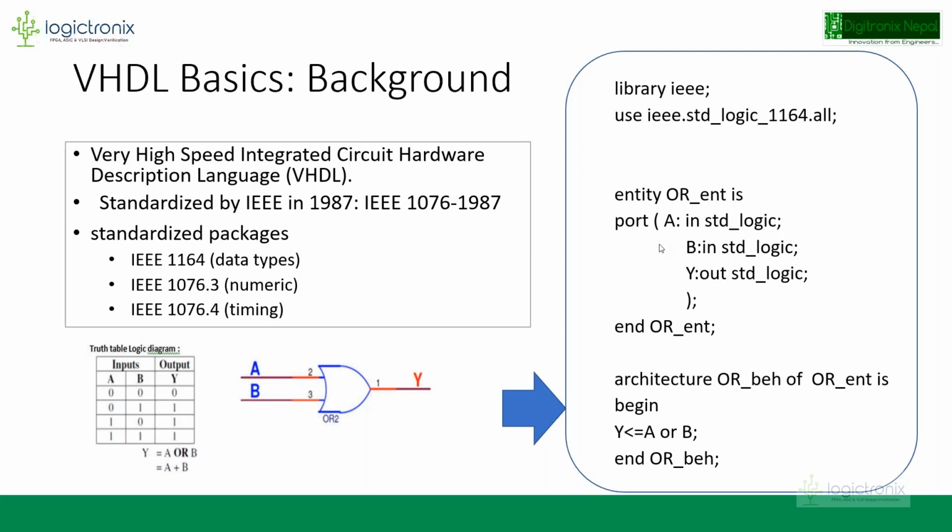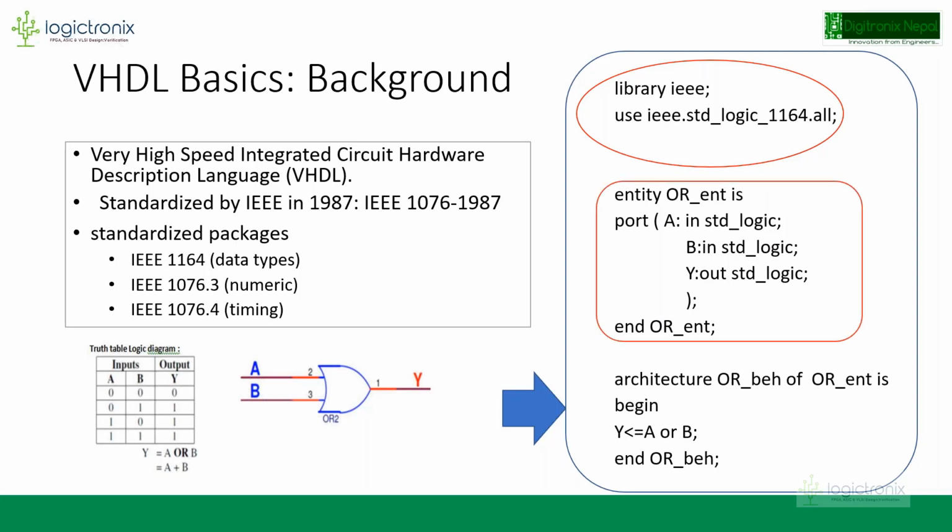First we have library, and library IEEE is called here. This is for defining the entity, architecture and keywords, and we have std_logic_1164.all. This is for defining the data type standard logic. Standard logic is a type of data type in VHDL.